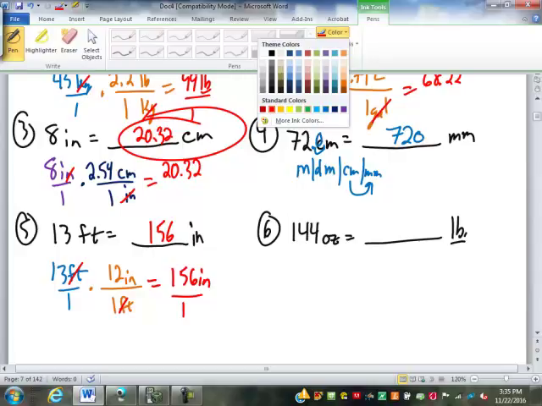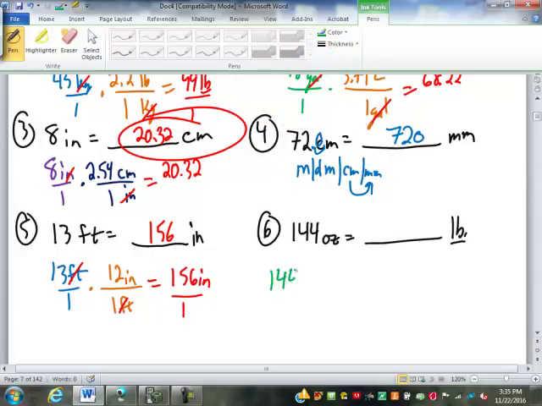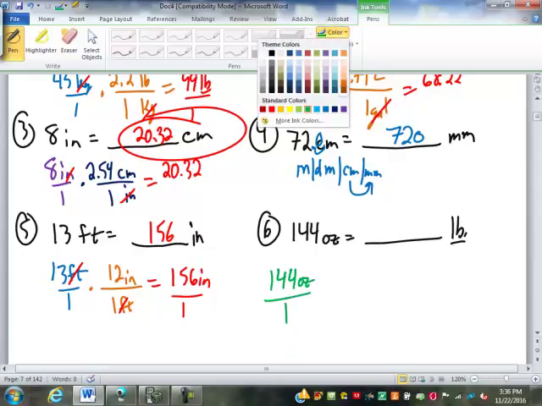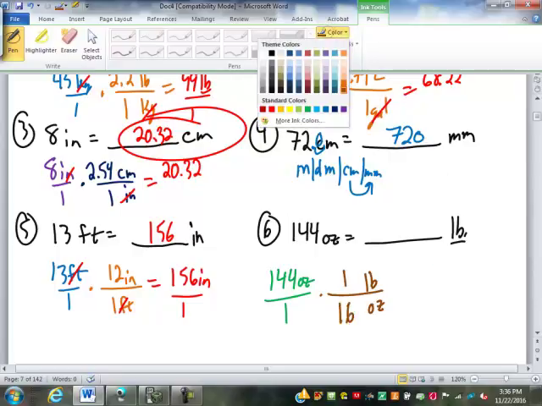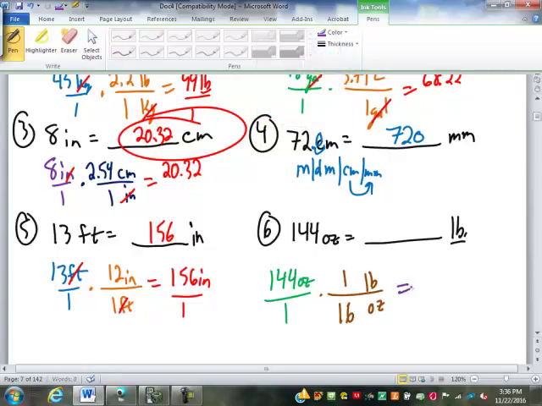This next one, 144 ounces going into pounds. So it's 144 over 1. Ounces are going to go on bottom and pounds on top. We have 1 pound is 16 ounces. The ounces cancel out. I've got 144 times 1 pound is 144 pounds. 1 times 16 is 16. So 144 divided by 16 is 9 pounds.